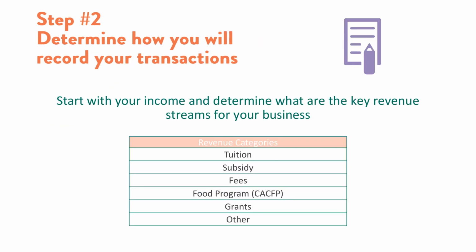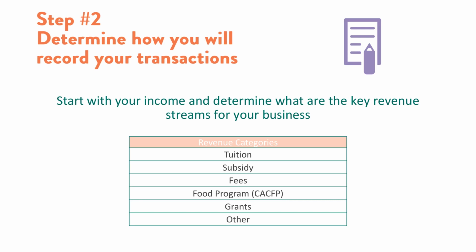Step 2. Now that you've determined how you will account for funds, you need to determine how you're going to record your transactions. For many small childcare businesses, it will be easy to record transactions on a sheet of paper or a spreadsheet, such as Microsoft Excel or Google Sheets. Remember, if you are using QuickBooks and ELV, those two programs can share information to make your process easier.